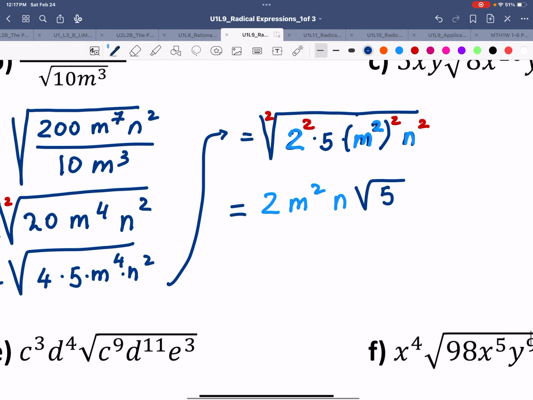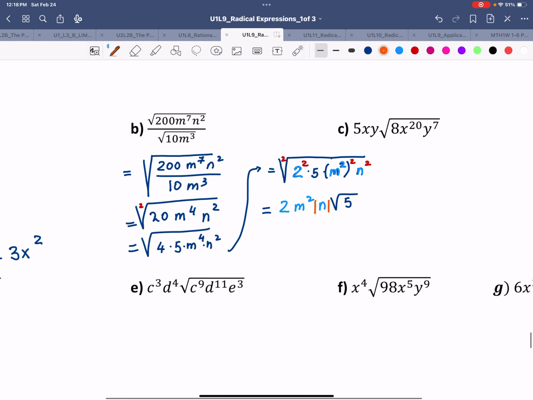Now we have to make sure that all the terms that we have in here give a positive number, or the product will be always positive. Number 2 is positive. M squared will be positive for any real number m, but n can be negative. So what we're going to do is put absolute values around n. And this will be the most simplified form of this expression.